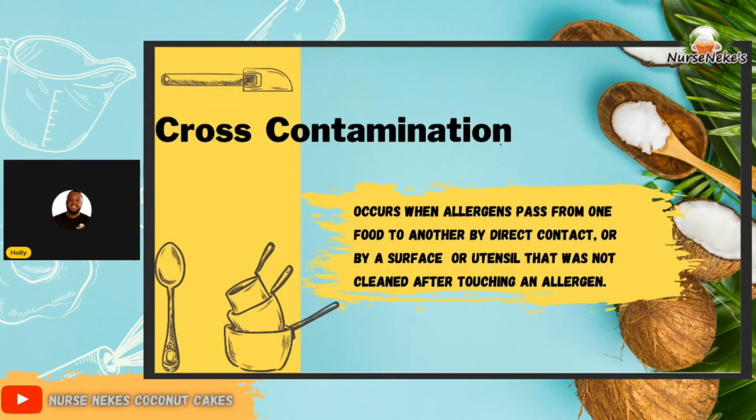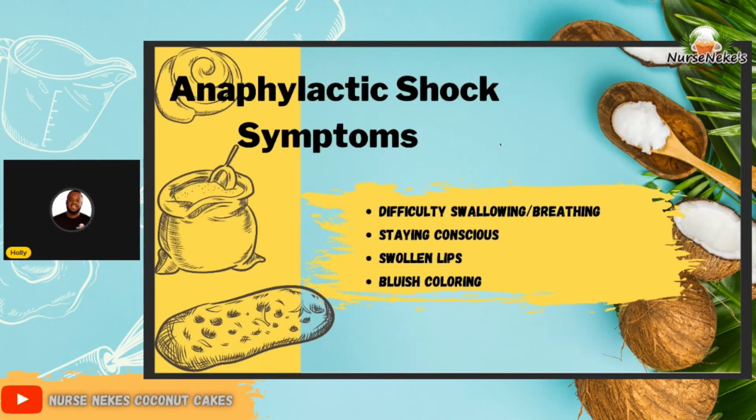Cross-contamination. Now, cross-contamination occurs when allergens pass from one food to another by direct contact or by a surface or utensil that was not cleaned after touching an allergen. Anaphylactic shock symptoms. When somebody's in anaphylactic shock from eating something that they're allergic to, you see that they'll have difficulty swallowing or breathing, staying conscious, swollen lips, and a bluish coloring.